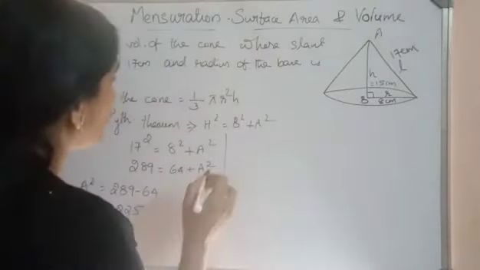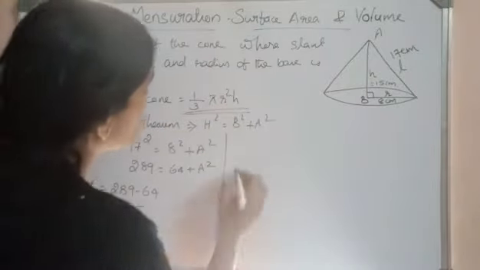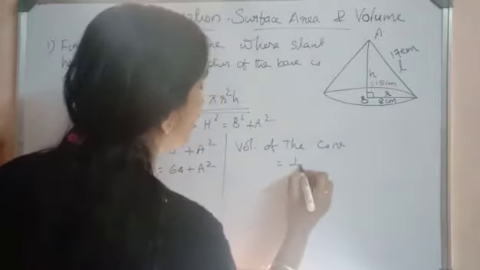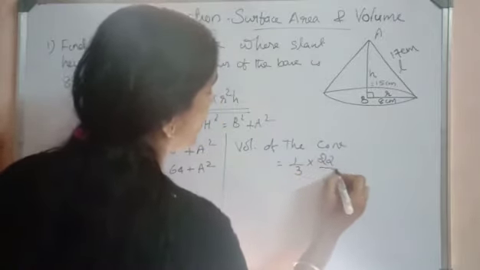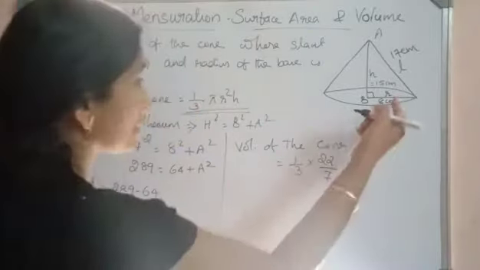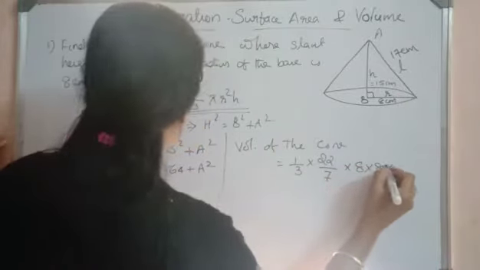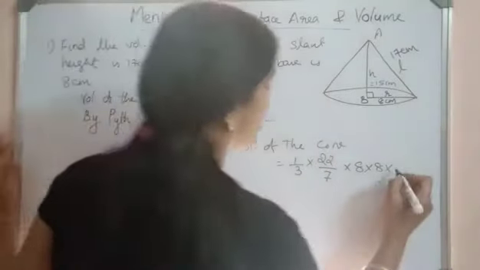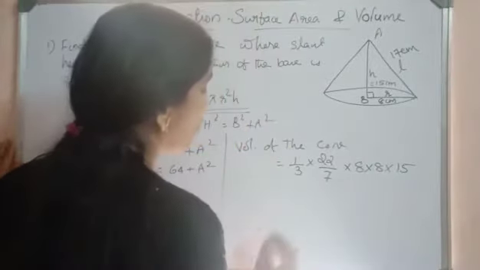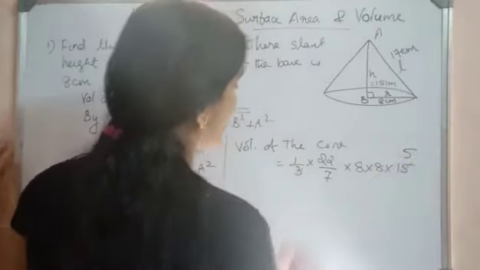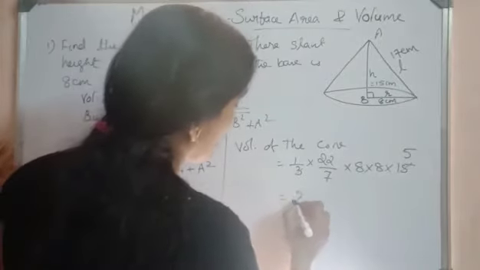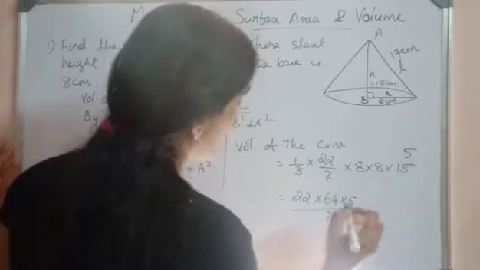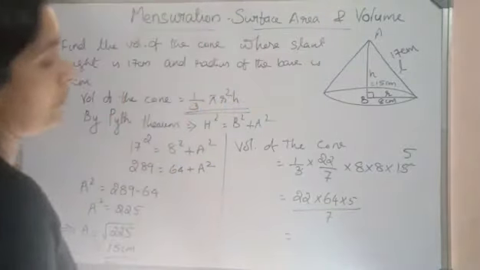The volume of the cone, we know the formula, is 1 by 3 pi r square h. Volume of the cone is equal to 1 by 3 into the value of pi, 22 by 7, into the radius 8 square, 8 into 8, into the height we have calculated as 15 centimeters. Now on simplification, 5 3s are 15. We get this as 22 into 64 into 5 by 7.